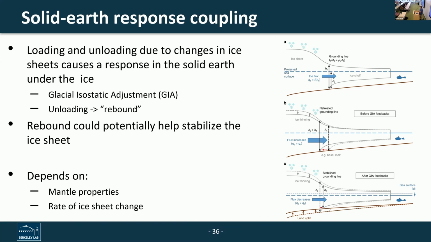So we want to understand what this impact means. And there's a lot of suggestions that this will help. But how this happens depends on the mantle properties. So, for example, if the bedrock is warmer and less viscous, it'll rise faster. If it's colder and harder, it will rise slower. And it also depends on how fast the ice sheet changes. So we did this.